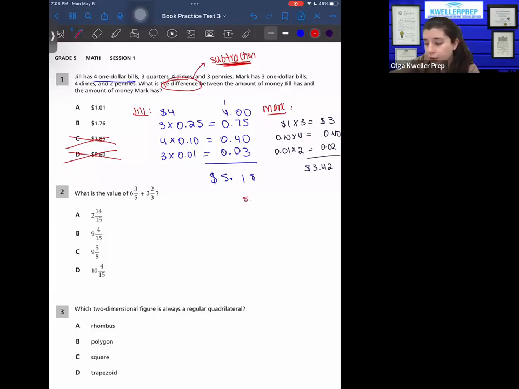And when we do $5.18 minus $3.42, you guys can use the unit rule here, right? So as soon as we start subtracting, I know that I'm looking for an answer that ends in 6. So I know my answer is going to be B. And then, of course, you can finish subtraction just to get your full answer, which is $1.76.